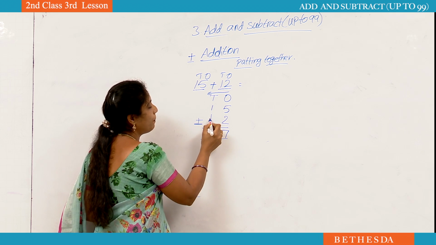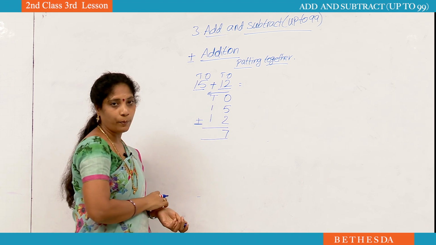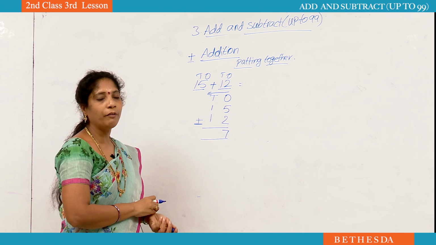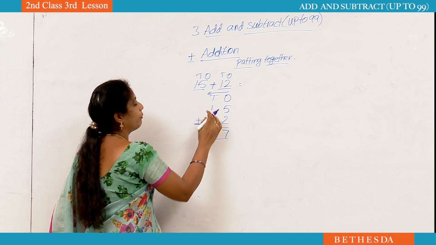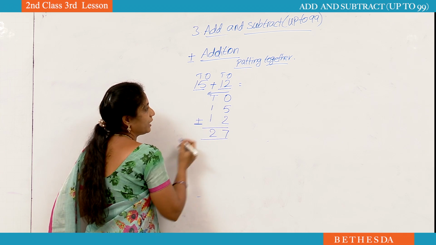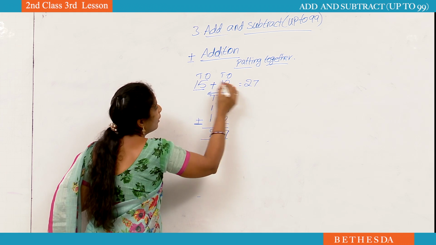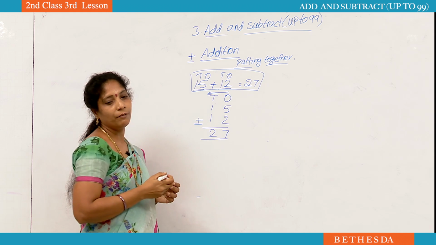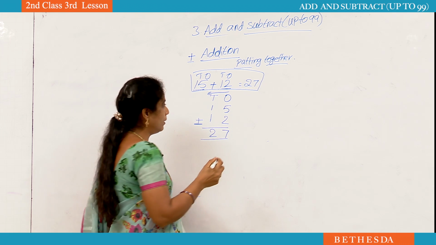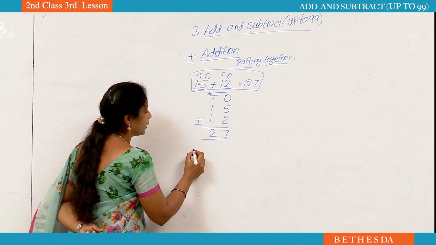See here, 1 plus 1. Already we learned the property: if we add 1 to any number, we will get the number after that number. 1, after that 2. Answer is 27. Now what do we call this? Addition fact. Okay, I will teach you one more sum. Listen carefully.